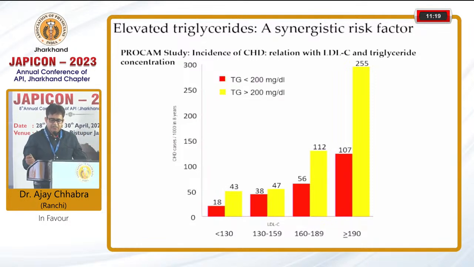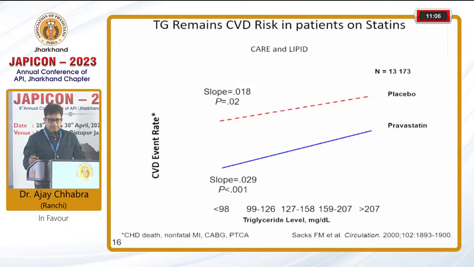This is the relationship between LDL and triglyceride concentration. You can see on the right, the yellow bar goes exponentially high, 255 cases, when the triglyceride is very high, even with normal LDL levels. This is again a very important slide. CARE and LIPID study, 13,000 subjects were involved. In this study, they showed that with the help of statins, you can very well reduce the LDL and control the cardiovascular risks. But with elevation of triglyceride, with the help of statins, you will not be able to prevent the cardiovascular dysfunctions or coronary artery disease.